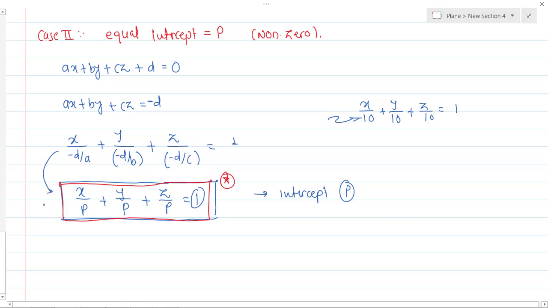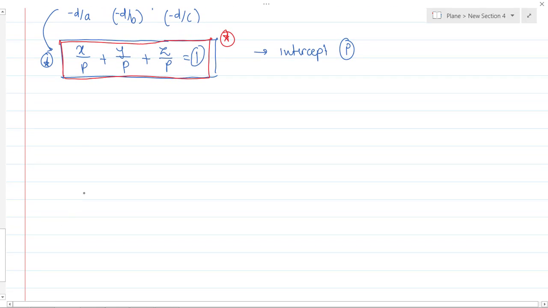So this is what the base equation becomes for us now. Let's take that equation and move further. We know that our plane is passing through 1 comma 2 comma 3 and 3 comma 2 comma 1. Let's substitute these values in the above equation because it should satisfy that equation. So I am getting 1 by p plus 2 by p plus 3 by p equals 1.